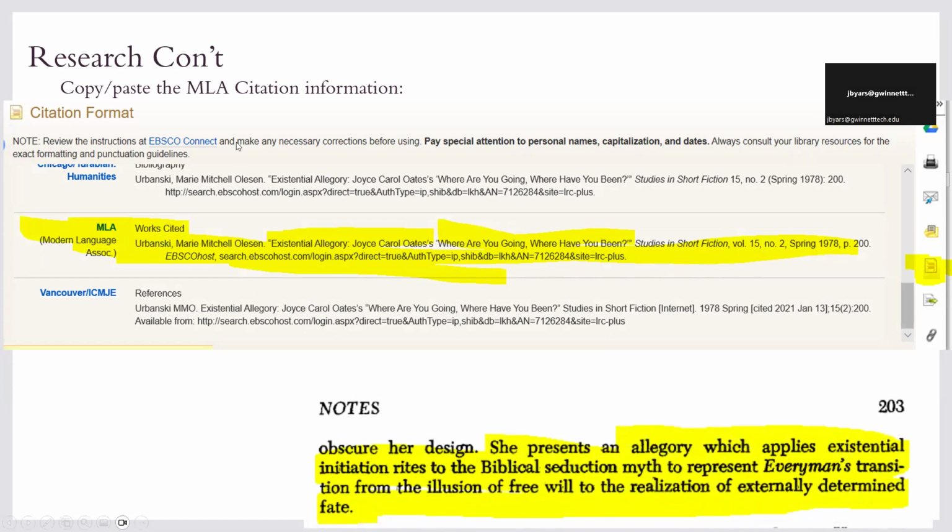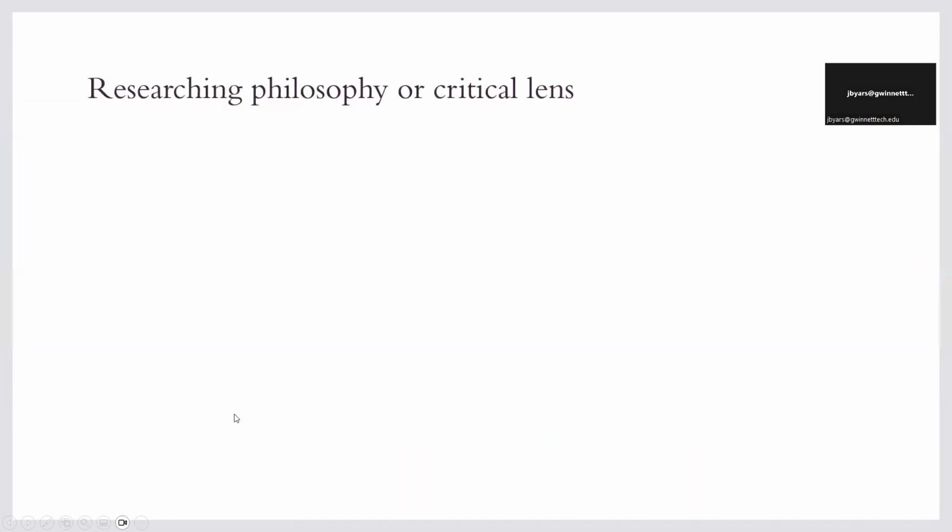I have this quote here from this article. "She presents an allegory which applies existential initiation rites to the biblical seduction myth to represent every man's transition from the illusion of free will to the realization of externally determined fate." Ooh, scary. All right. So that's like researching your story.